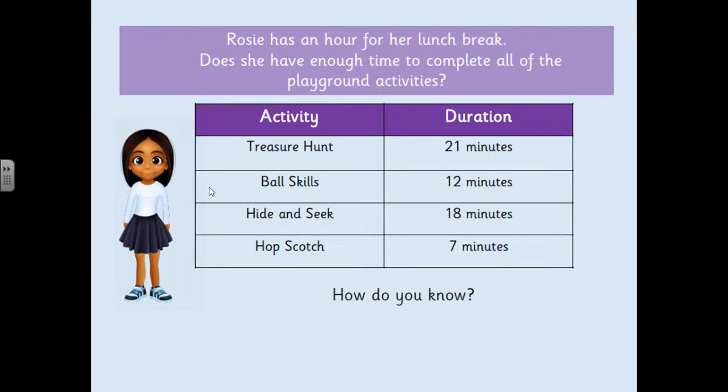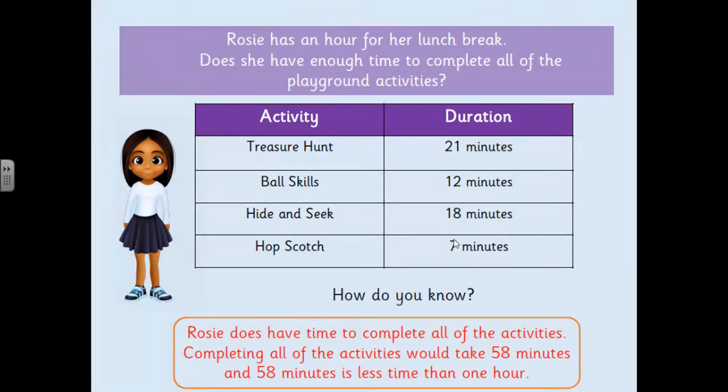Right. How do you know? When you total all the duration times here, it comes to 58 minutes. So Rosie does have time to complete all of the activities. Completing all of the activities would take 58 minutes, and 58 minutes is less time than 1 hour.